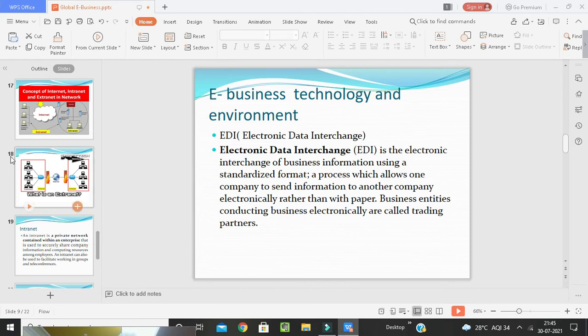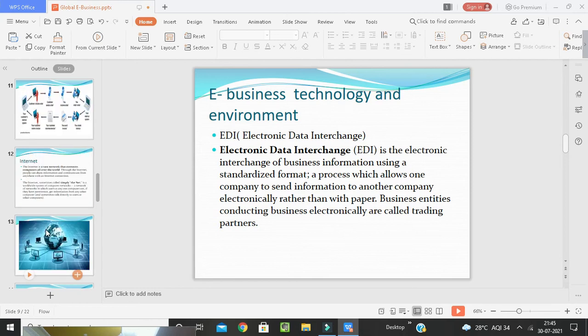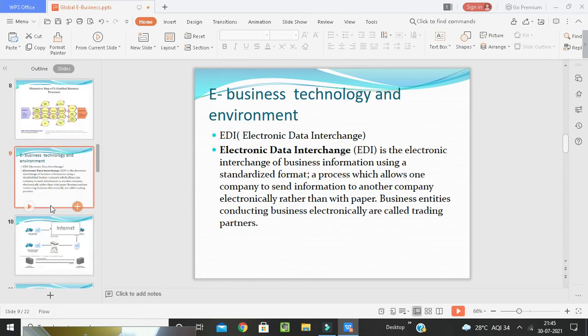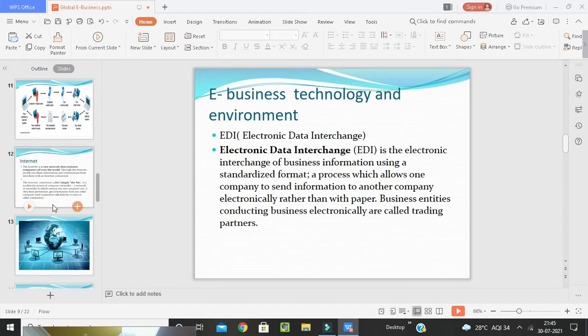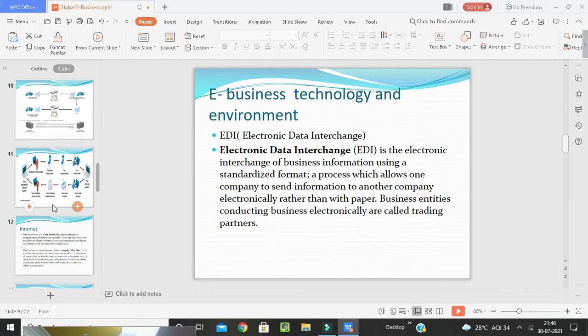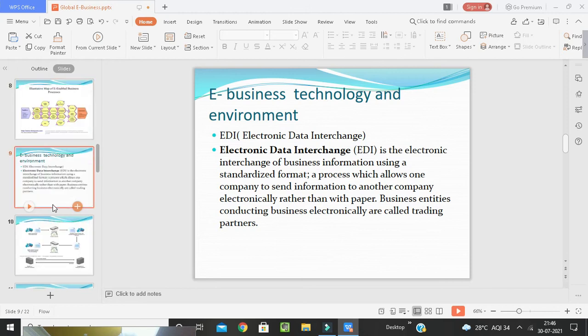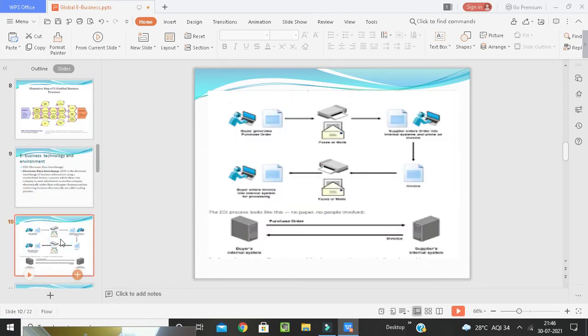Then we should see here in this picture, you will be able to understand that it is an interchange. That means EDI. First, it includes how the electronic data interchange is taking place so that you can work on it. Now, see here how the internet is working with the help of electronic data.